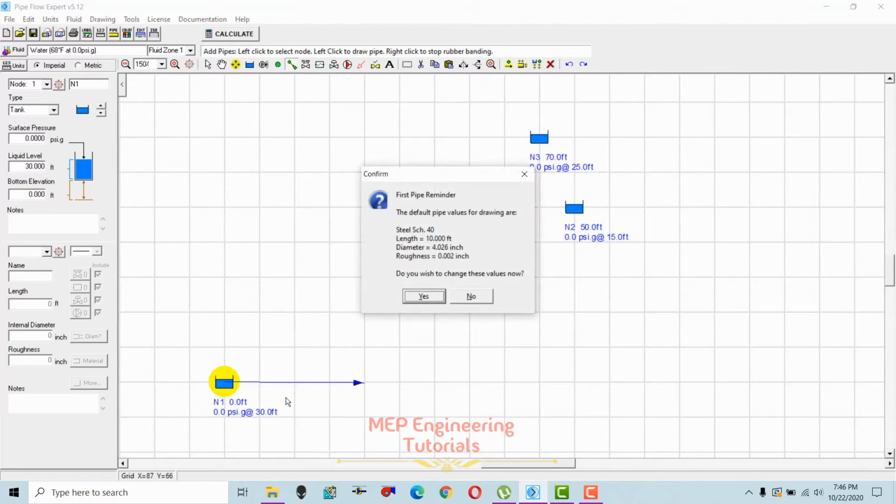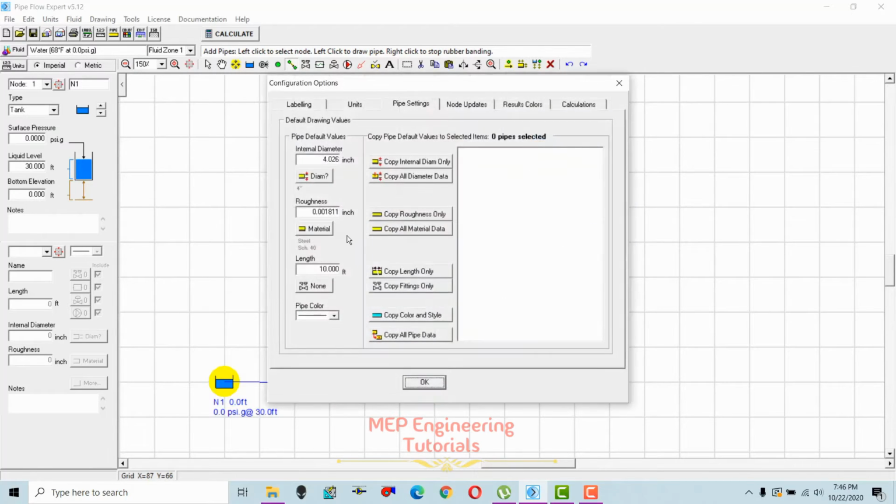Once you draw the first pipe segment, it will ask, by default it's schedule 40 pipe, and the length is that much, diameter is that much, and roughness is that. But if you want to change these values, you can just select yes now, or you can change the pipe values later by selecting no. I'm going to change it now, so I will select yes.